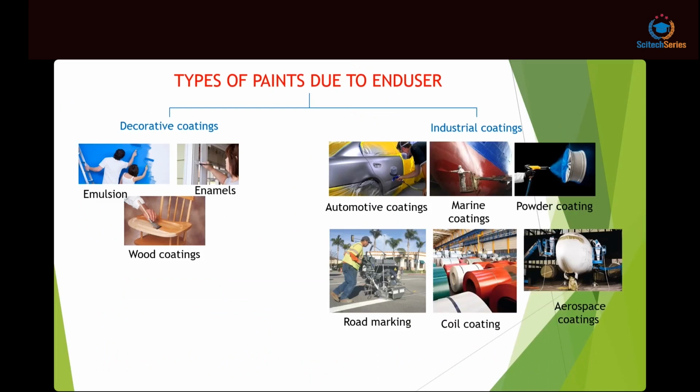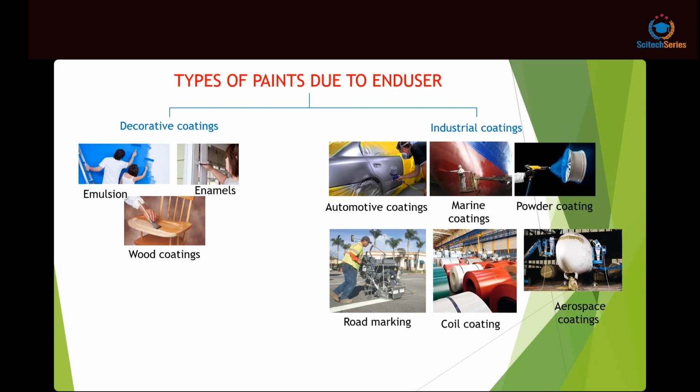Based on end users, we can divide paints into two: decorative coatings and industrial coatings. Decorative coatings are what we normally use for paint work in our houses: emulsion paints, enamel paints, wood coatings. They come under decorative coatings, but industrial coatings are high performance. They are completely different from most of our home painting systems.